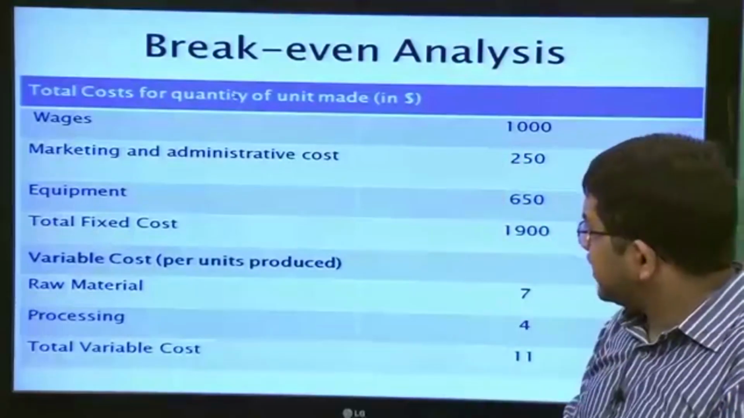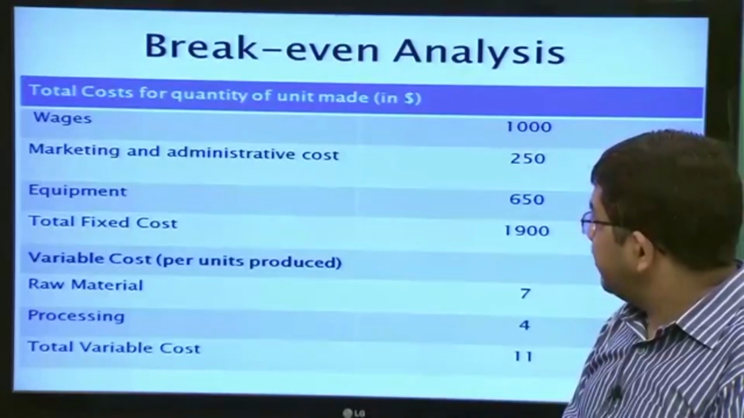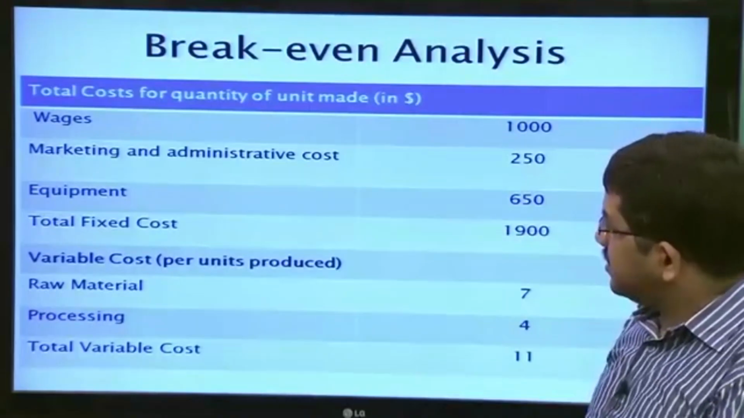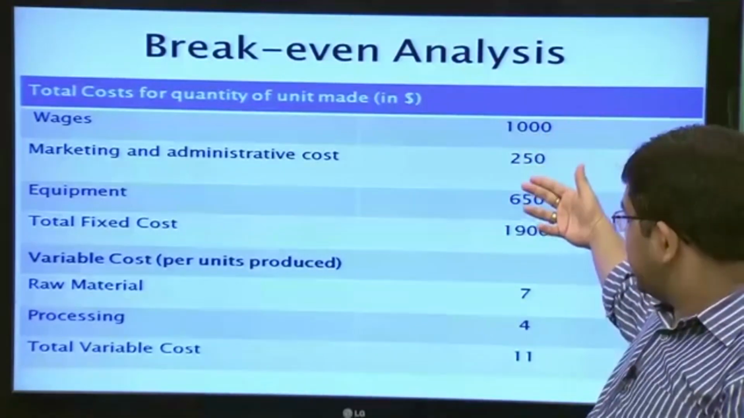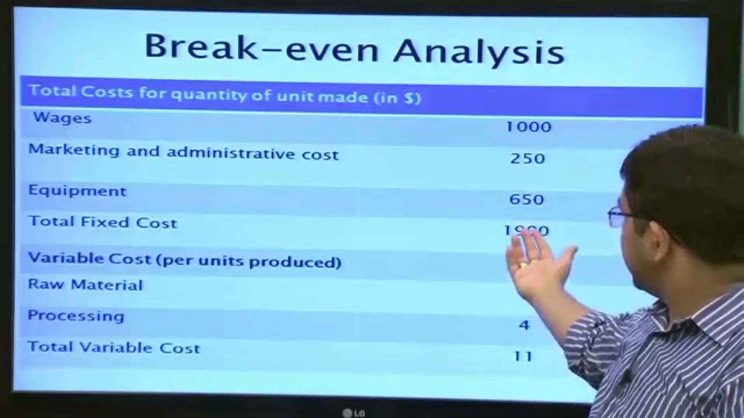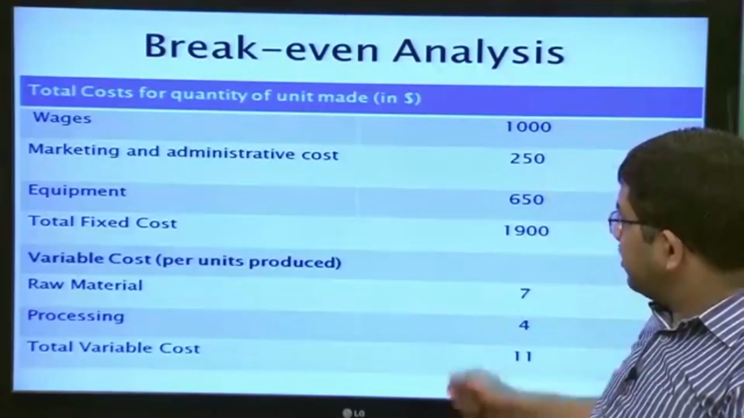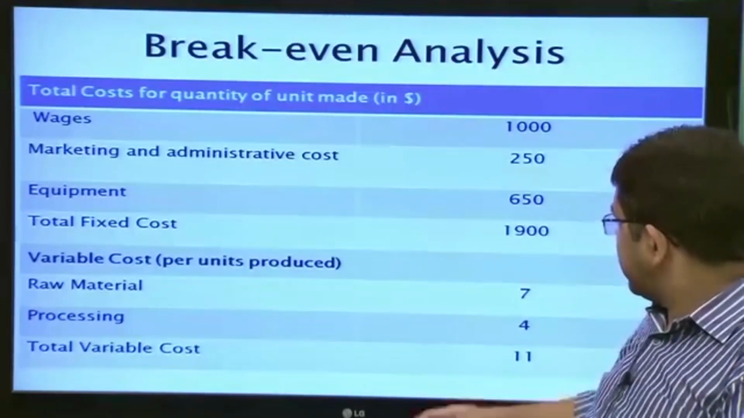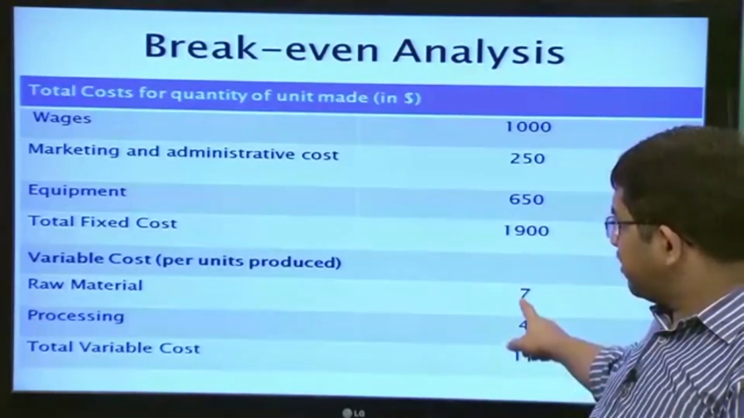This break even analysis I have tried to make for one small unit which is into manufacturing of something. Now, you will see the components of the fixed cost that we have talked about in the previous two sessions: wages are equivalent to $1000, marketing and administrative cost is $250, then equipment installation cost is $650. So, the total fixed cost in this case is $1900. On the other side, when we talk about the variable cost per unit produced, the raw material cost is around $7, the processing cost is $4. So, the total variable cost is the sum of raw material plus processing cost.